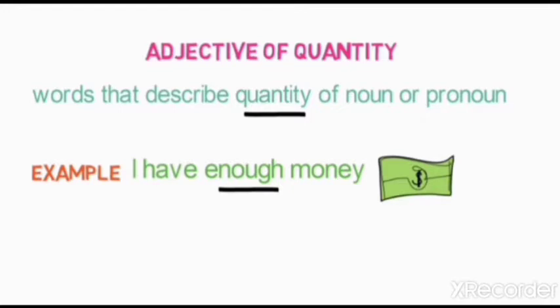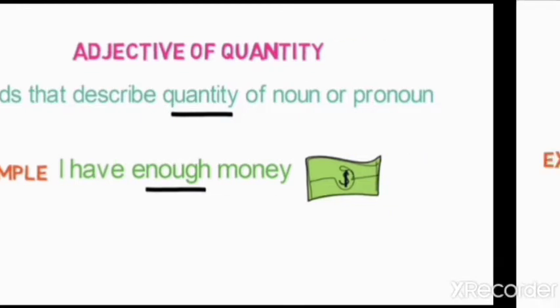Some more examples are I have some money, I have very little amount of money, I have more money. So remember that they define the quantity of a noun, not the exact amount. Now let's look into the next type of adjective.